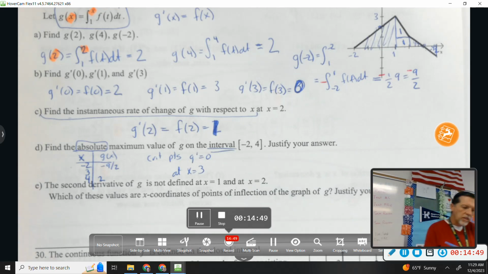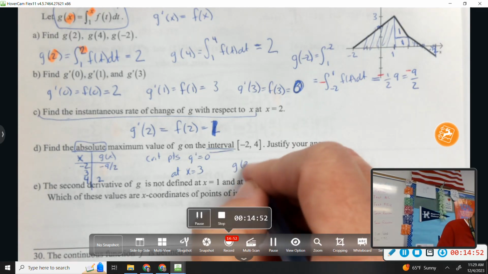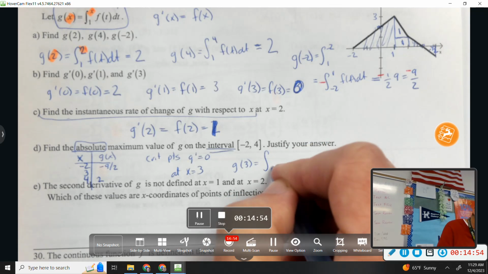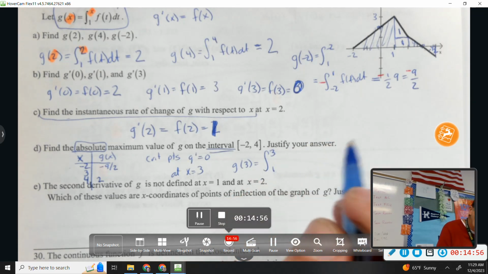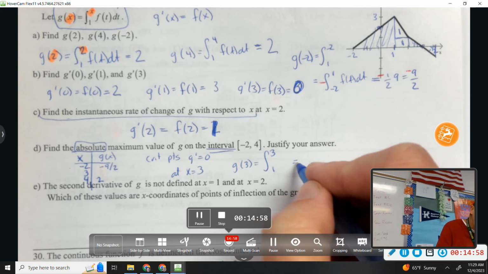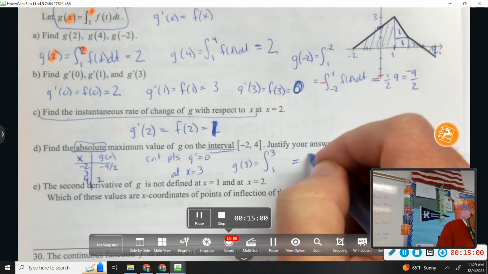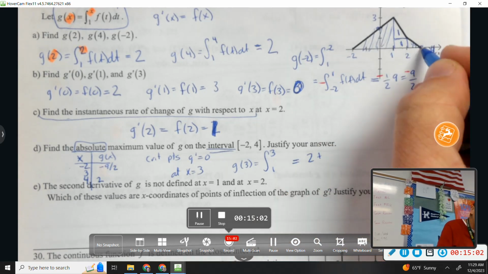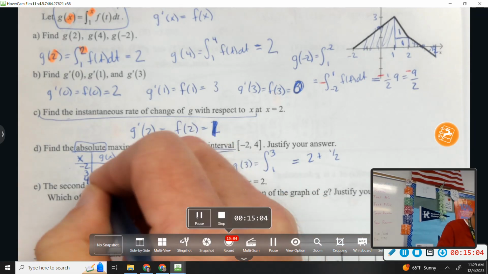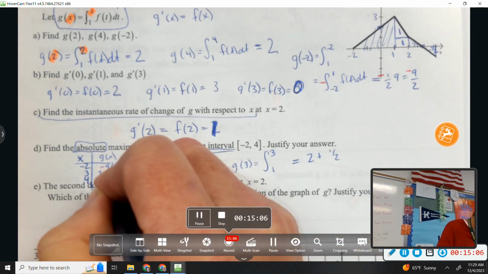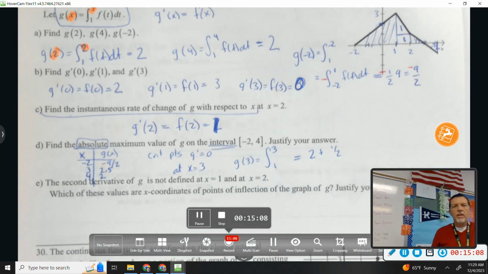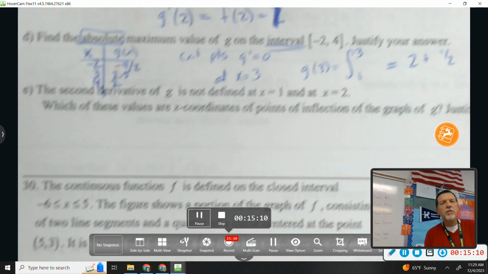G of 3, that's the integral from 1 to 3. So from 1 to 2 was 2, and from 2 to 3 was a half, so 2.5. Not enough space on that one.